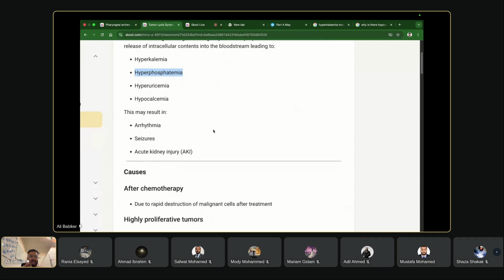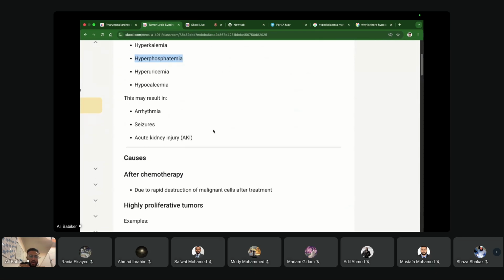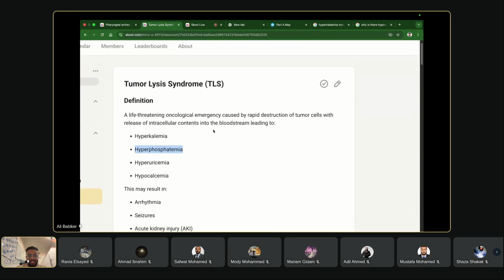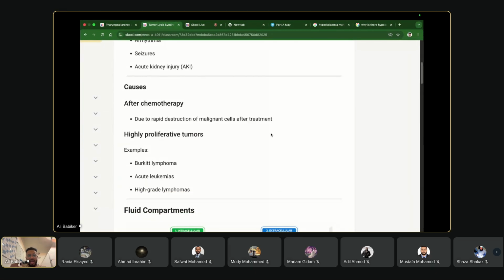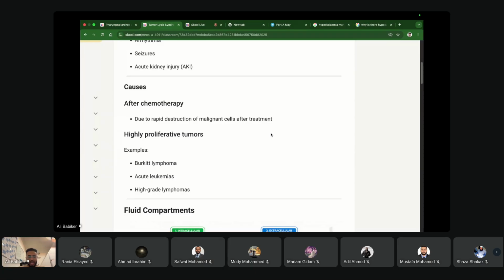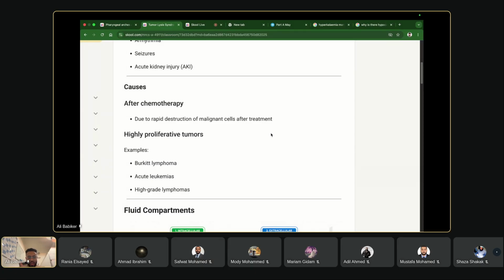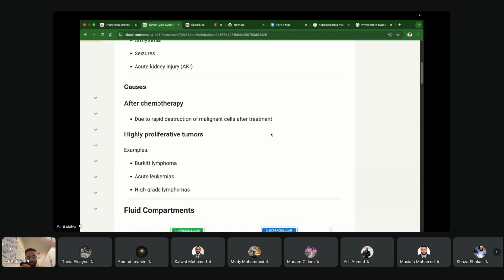This may result in arrhythmia, seizure, or acute kidney injury. Tumor lysis syndrome will happen in cases after chemotherapy due to rapid destruction of malignant cells after treatment, in high proliferation tumors like Burkitt lymphoma, acute leukemias, and high-grade lymphomas.